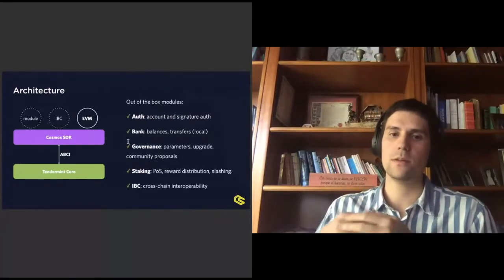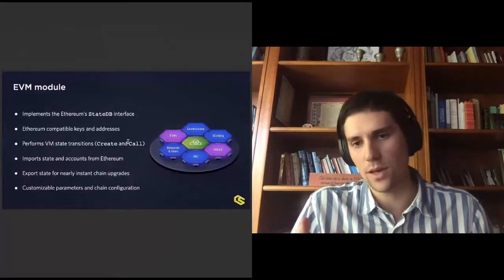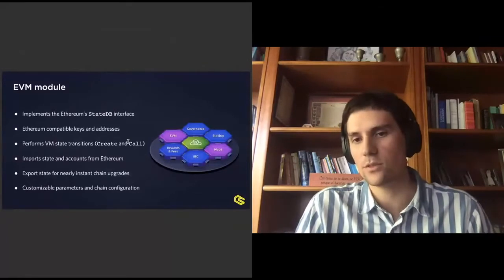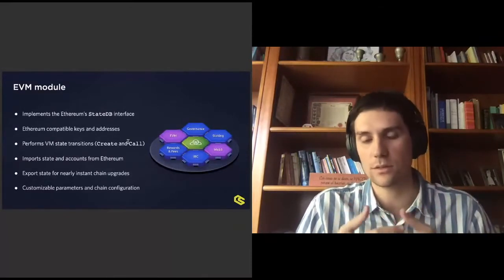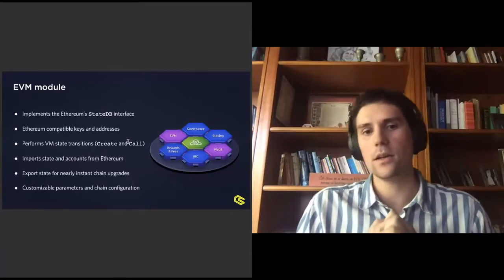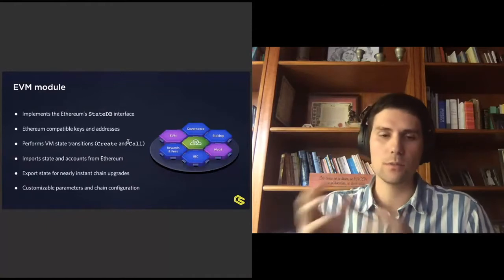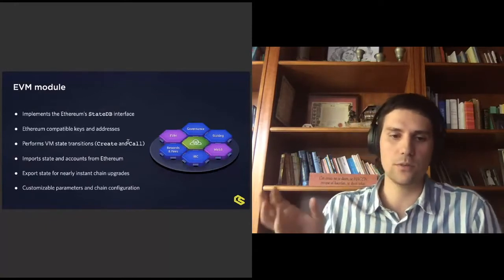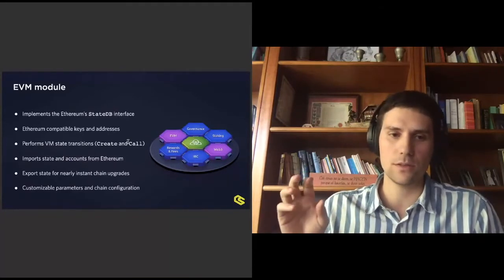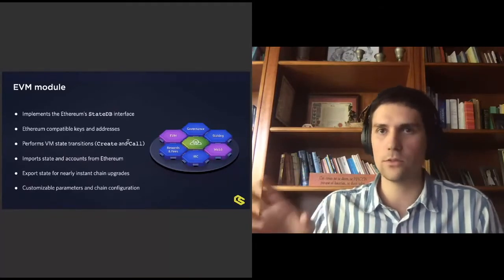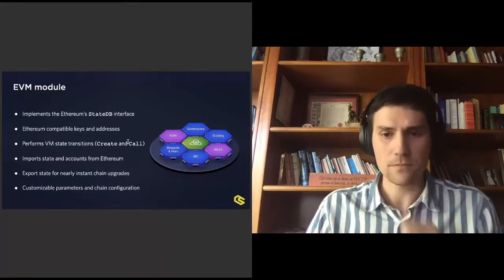So the EVM itself performs VM state transitions such as create or call, to create a smart contract or call other addresses and perform a smart contract execution. And it will also allow you to import state and accounts directly from Ethereum in a friendly way through a hard forking mechanism. This will basically take a snapshot of an Ethereum state, filter it if you want, and import it directly into the EVM module state.